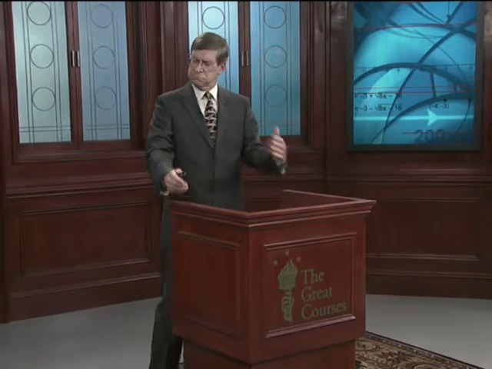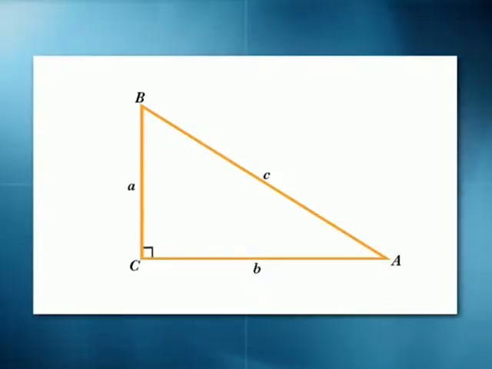So would it be okay to use it on a right triangle? Well, I think so. In fact, let's see what happens. Here's a right triangle, ABC. I put the right angle at C in the usual labeling. What would the law of sines tell us about this situation?